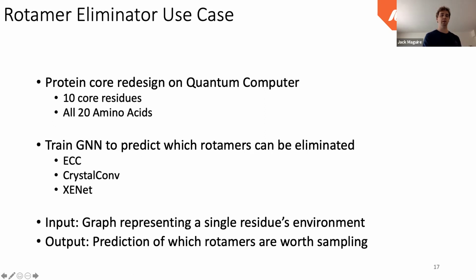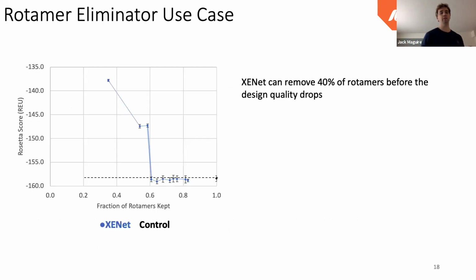We are using 3 different candidates to train the neural network. So XCNet is what we came up with, and then the other 2 are established in the field for this type of use case. The idea is the input to the neural network is a graph representing a single residue's environment. The output is just some form of which rotamers should be sampled and which shouldn't. The data looks like this.